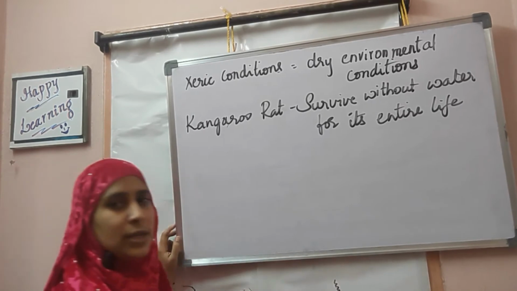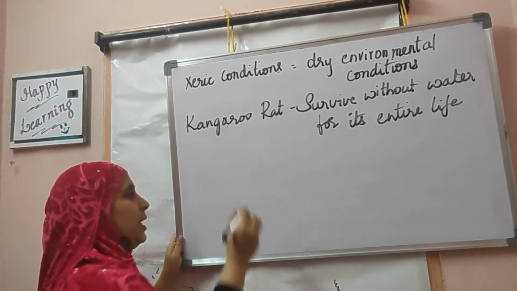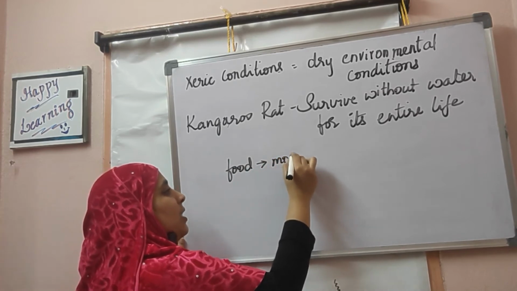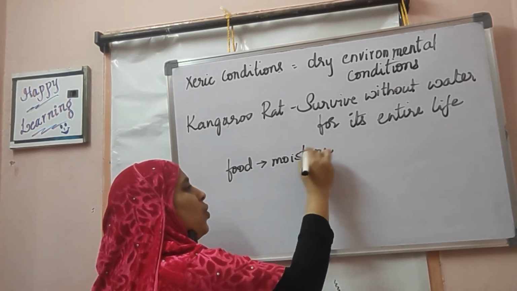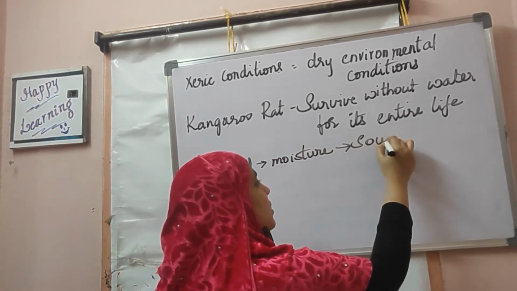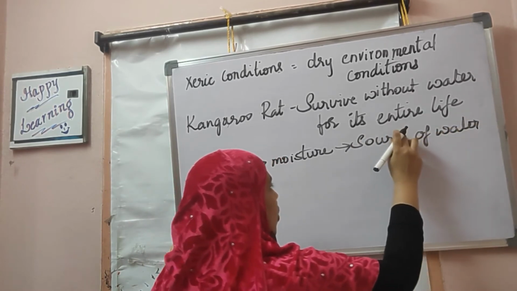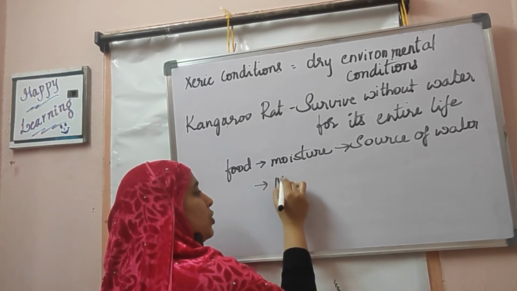So how does it get water then? Every food material has some moisture in it. This moisture is the source of water for this organism. It does not sweat.